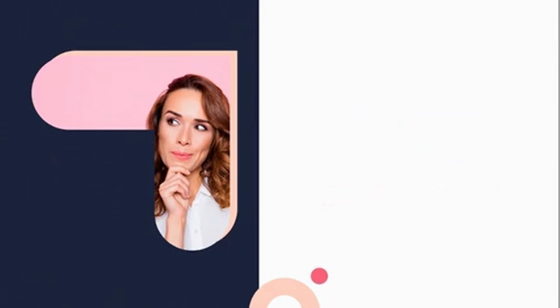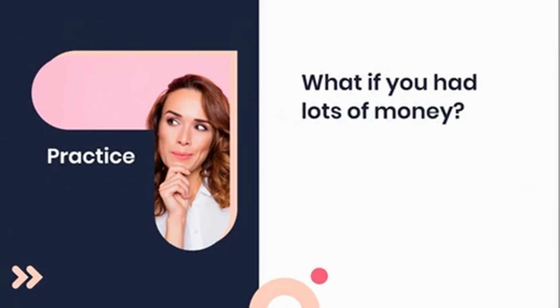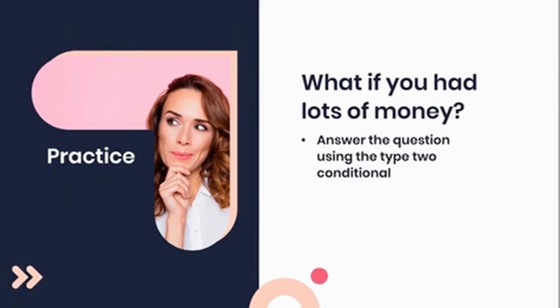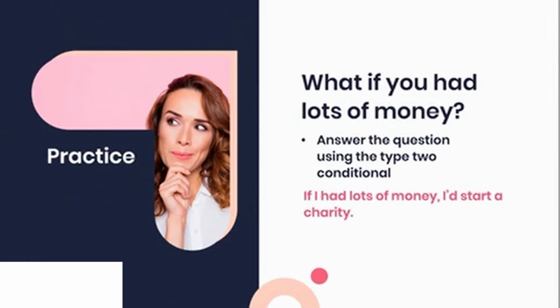For the last practice round, we'll consider the following unlikely hypothetical situation. What if you had lots of money? Use the type 2 conditional sentence structure. Think about it. I'll give you some time to construct a sentence. In my case, if I had lots of money, I'd start a charity. What about you? And did you get the sentence structure right this time?